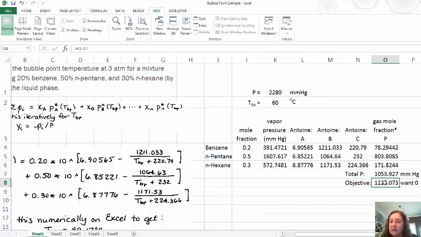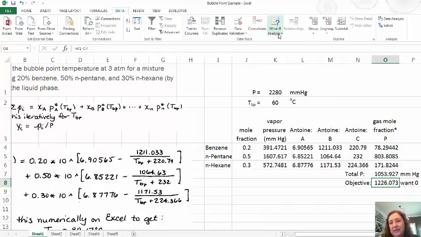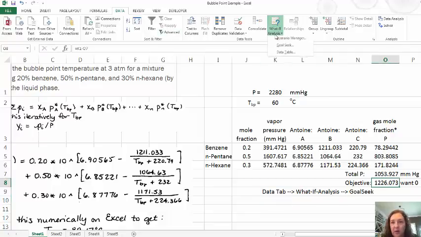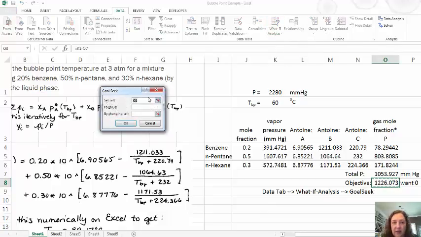So what I'm going to do is highlight that cell, and come up to Data. And in Data, there's a thing called What If Analysis. So let me write that down. Data tab, I'm going to choose the What If Analysis, and within that I'm going to look for something called Goal Seek. So I've highlighted the cell, Data, What If Analysis, Goal Seek.